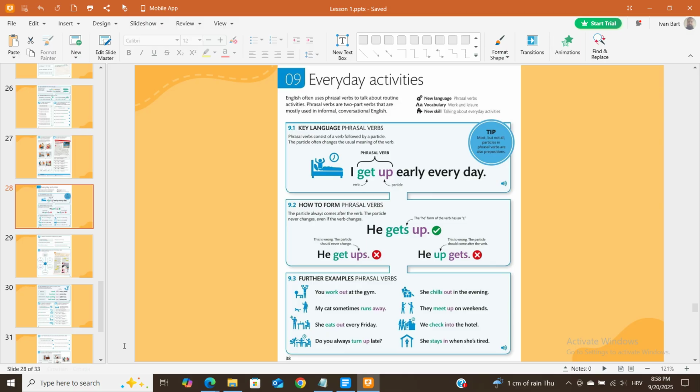He gets up. He get ups. This is wrong. The particle should come after the verb. He up gets. This is wrong.